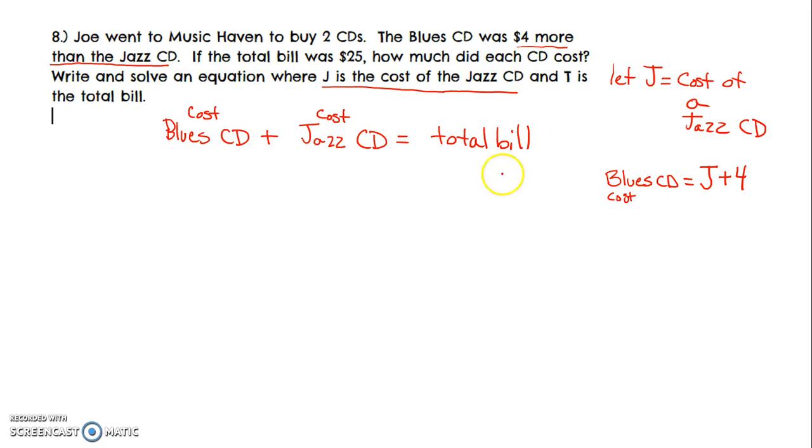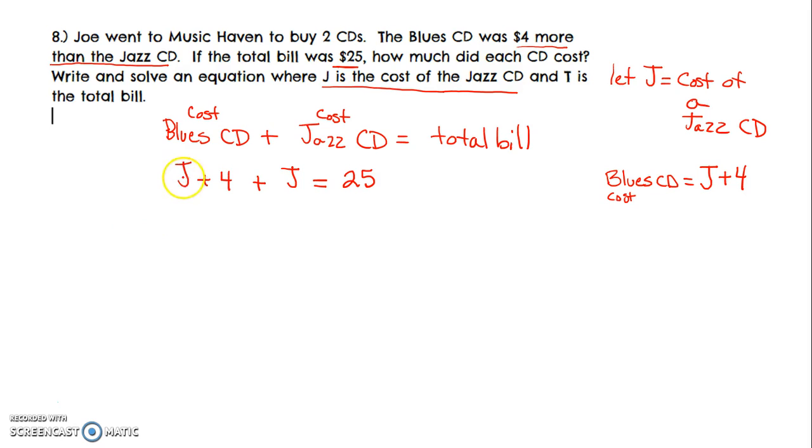So under cost of blues CD, what do we call it in terms of the expression? That was J plus 4. Keep your plus sign here. You got to add on the cost of the jazz CD. Well, what's the cost of the jazz CD? We call that J. Equals, and then you have your total bill. The total bill was T, which is 25.